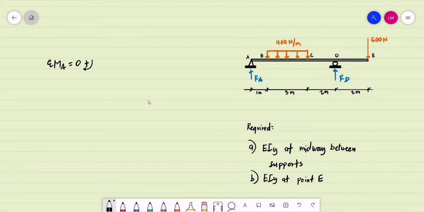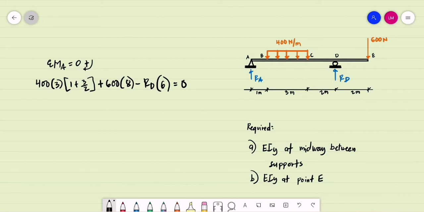So we have that 400 newtons with a length of 3 meters. Its point of action will be at a distance of 1 plus half of its span, 3/2, plus the 600 newtons at the free end, that is at a distance of 8 meters, minus the reaction at D. This is at a distance of 6 meters equal to 0.